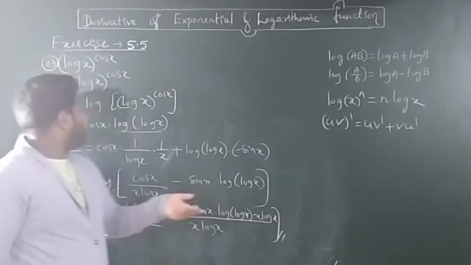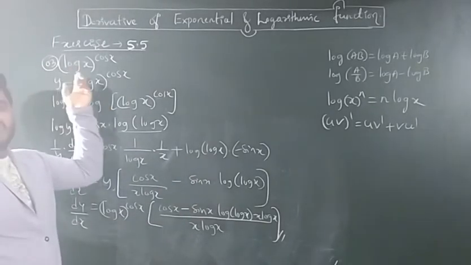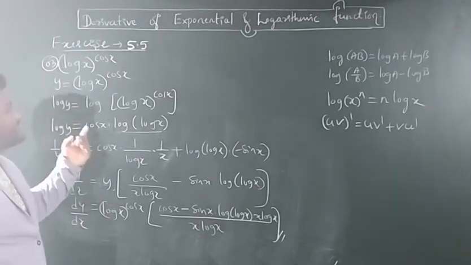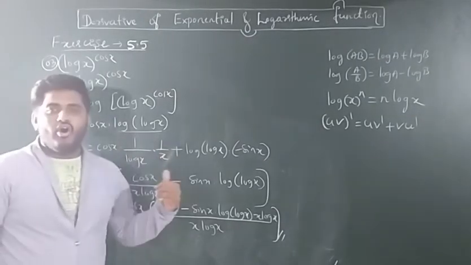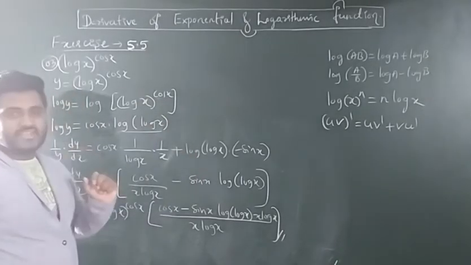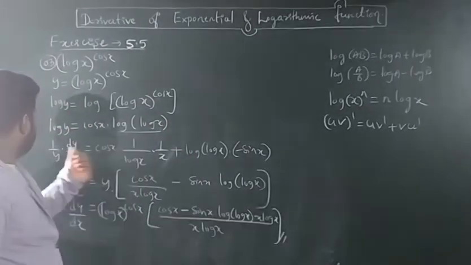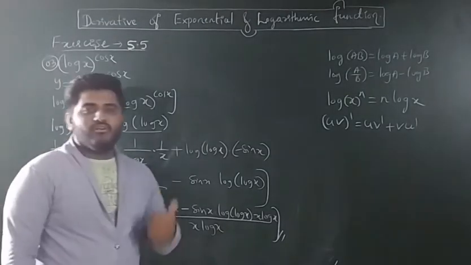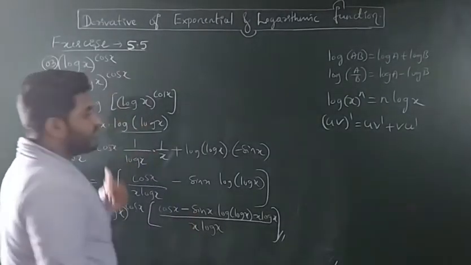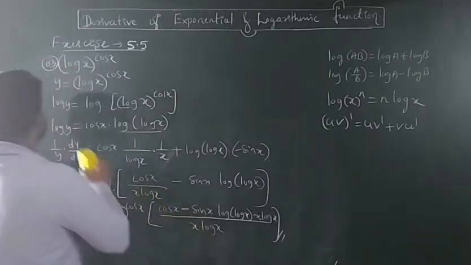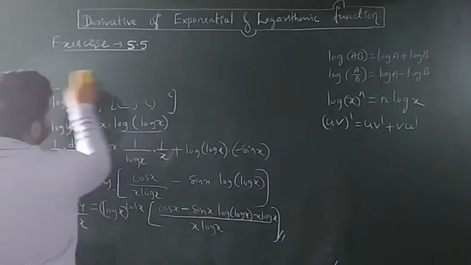I hope you understood. Whatever the given function is, I took that as y and went on applying the logarithmic properties. Log y is equal to log of log x to the power cos x. After that, I applied the logarithmic properties and found the derivative of that. So this is problem number 3. Now we will switch to the fourth problem. That is the fourth question.